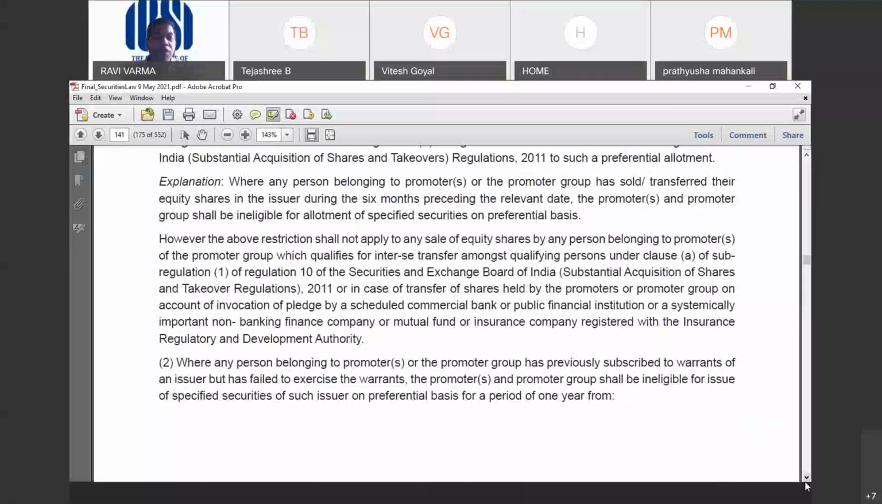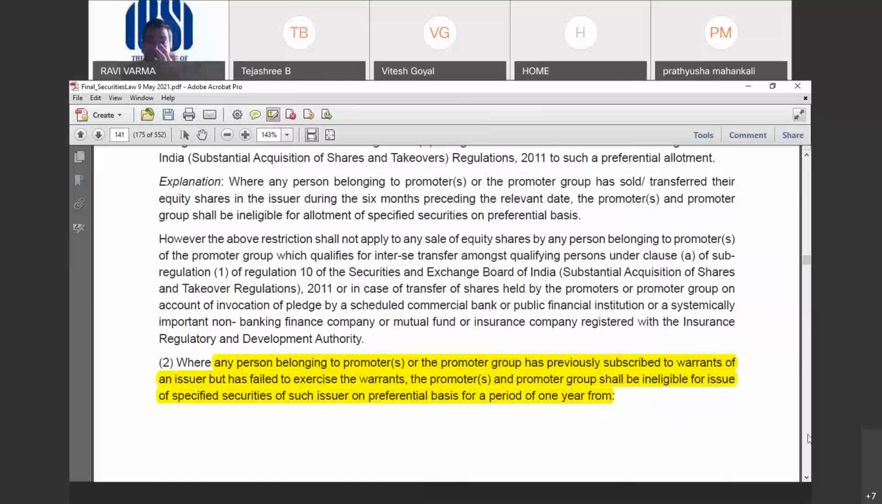Also, a person who has failed to subscribe in the last 1 year. Say, for example, I have just now asked XYZ Mutual Fund Corporation to subscribe to my shares. At the time of allotment, they didn't give me the money. Now the issue failed. After 2 months, they are saying, no, now we have money, we will subscribe to your shares. So you can't, because for 1 year you are barred.